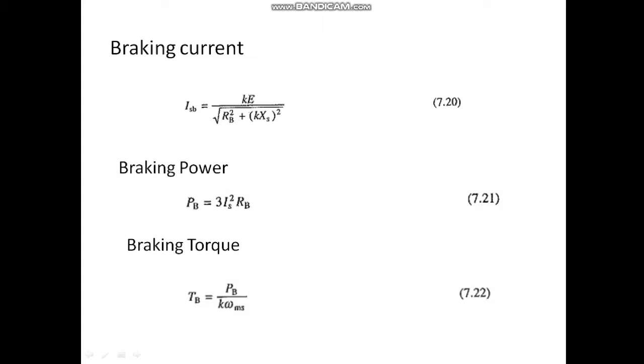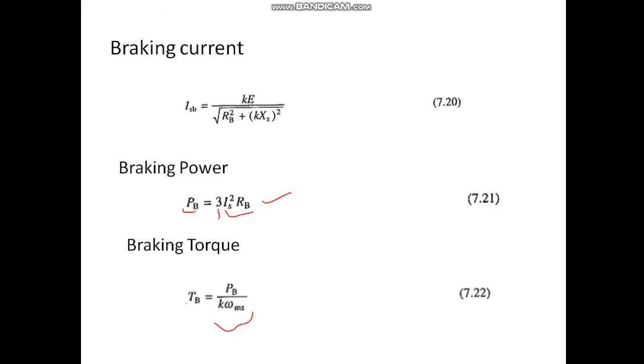Why I am writing these equations directly is we have already done the basics and we have derived these equations. So PB is my braking power. It's simple, three phase machine it is, so it is 3 I square R, we already know power. Next, torque is PB divided by k into omega ms. So these three are my equations. Now from these basic equations I am going to get the equation for braking torque.